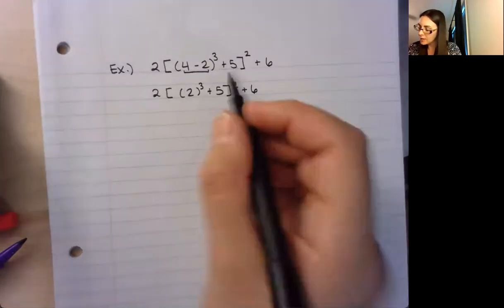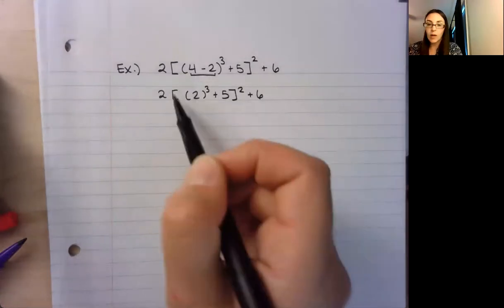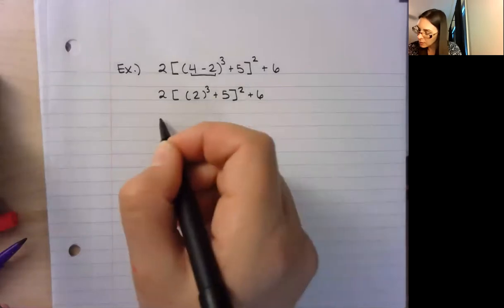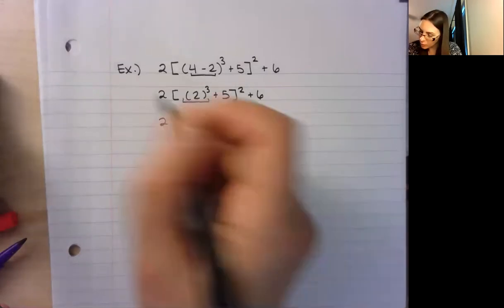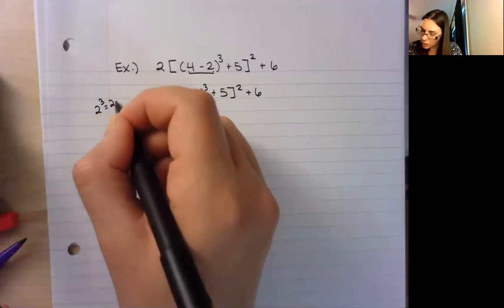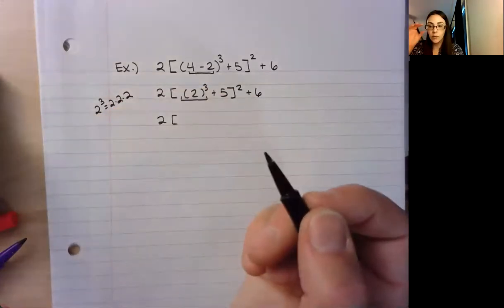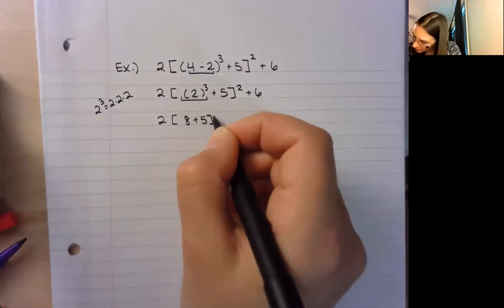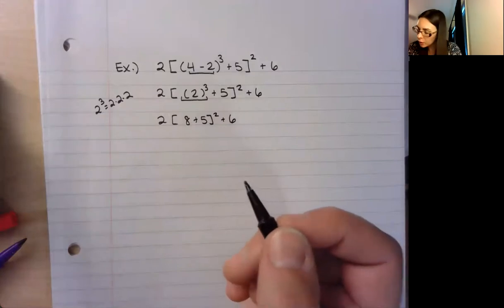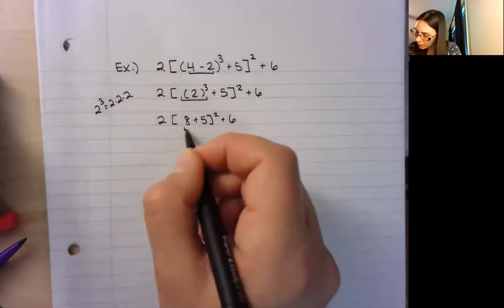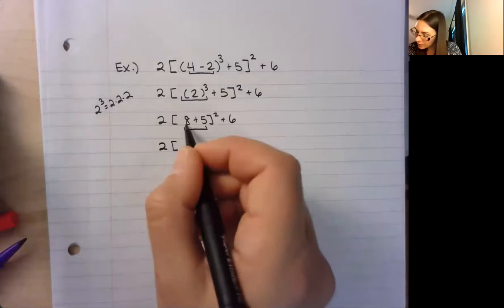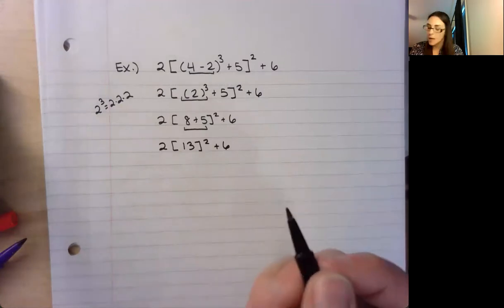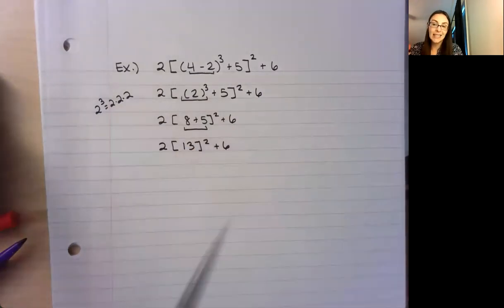Now I have another set of grouping symbols, so I'm going to work inside here first. And when I'm on the inside, I'm still following the order of operations, which means I'm going to do the cube first. So here I have 2 cubed, which is 2 times 2 times 2. 2 times 2 is 4, times 2 is 8. I still have those grouping symbols and I still have something to do, so I'm going to keep going. 8 plus 5 is going to be 13. Now I still have the brackets, but there's nothing left to do on the inside, so that part is done.